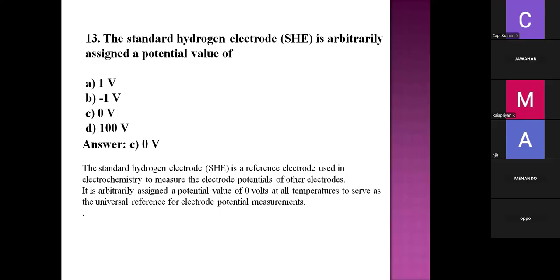And the last option, option D, 100 volts, is an unrealistic value for electrode potential in electrochemistry. Electrochemical cell voltages generally range from a few millivolts to a few volts, with the standard hydrogen electrode being 0 volts. The answer, 0 volts, is the correct answer.